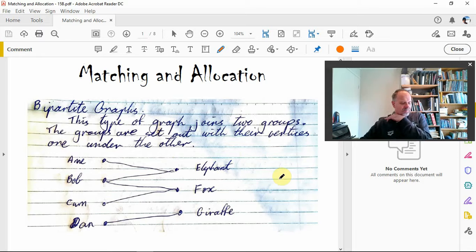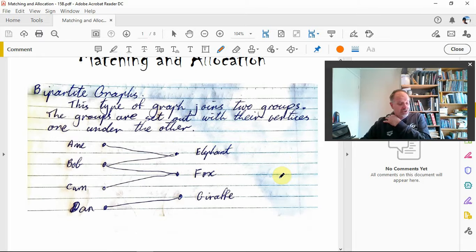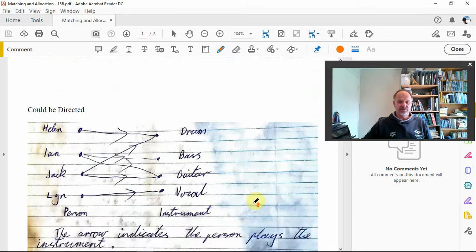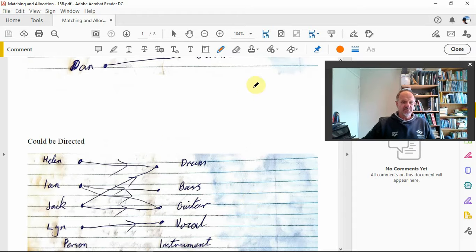Now, there could be a direction on there, of course. Because that could be elephants like Anne and Bob. We don't know, so it could be directed. Here's a directed one down the bottom here. Helen, drum; Ian, bass and guitar; Jack, drum and guitar; and Lynn, vocal. So person and instrument. These might be the instruments that these people can play.